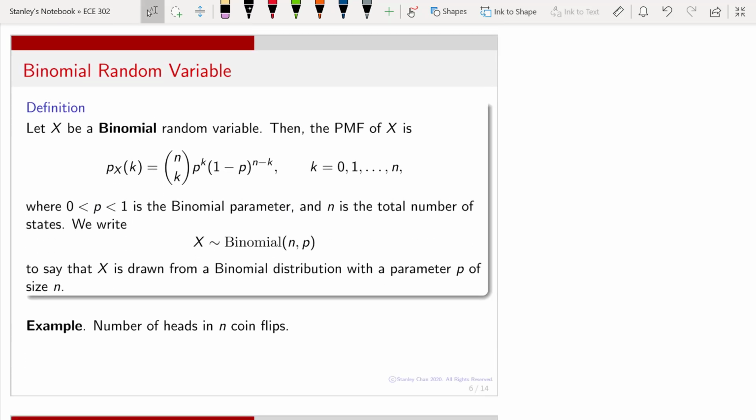So to start with, let us talk about the definition of a binomial random variable. Since it is a random variable, we should expect that it will have a probability mass function, just like the Bernoulli random variable. In the Bernoulli random variable, we have two states. But for the binomial random variable, we will have a total of n states. The probability mass for this binomial random variable is given by this equation.